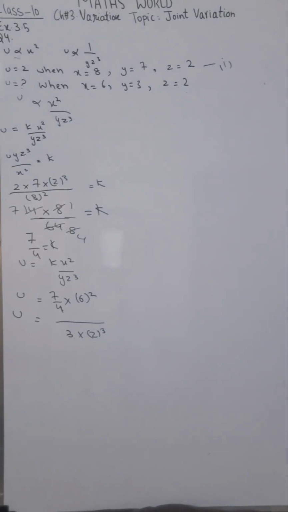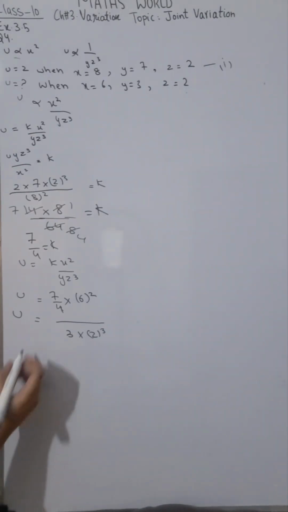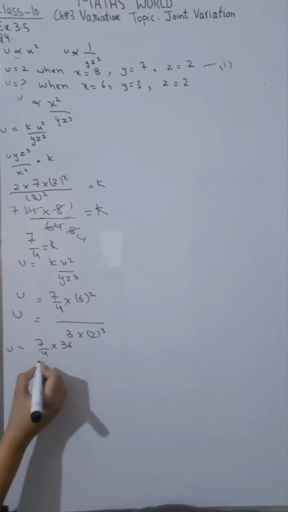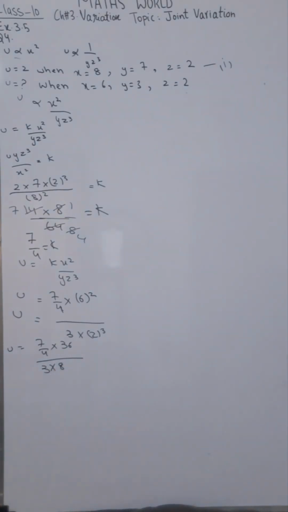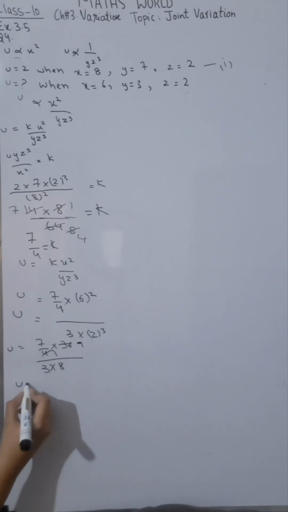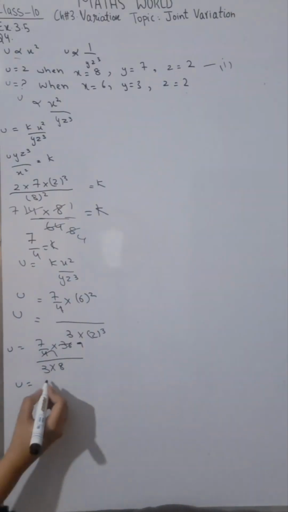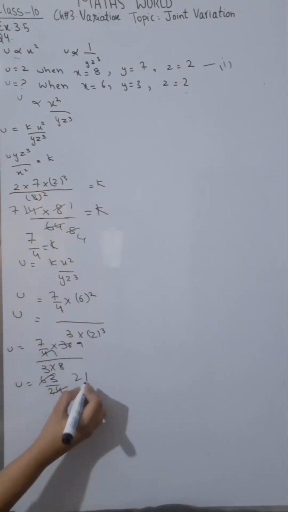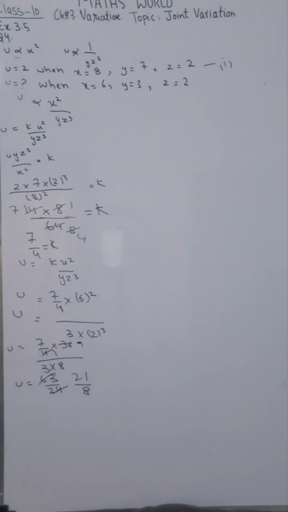So this is the way. Now it's all factorization, very simple and easy. u is equal to 7 by 4 multiplied by 6 sixes are 36 divided by 3 into 8. Now you can write 4 ones are 4 and 4 nines are 36, and 7 nines are 63, divided by 24. Now you can divide by 3, so it becomes 21 over 8. This is the value of u.